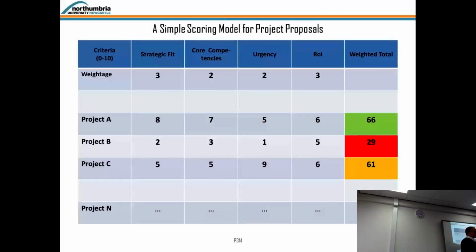So this is impressive. Did you see what I did there? So strategic fit, core competencies, and urgency, and what is ROI? Does anybody know? Yeah, return on investment, ROE. Not spoken ROI, but okay. It can be profit as well, whatever you want. Income. So you can have multiple factors there.